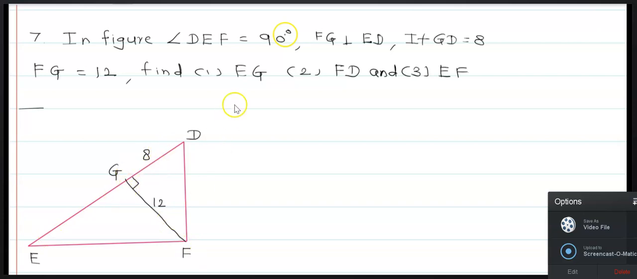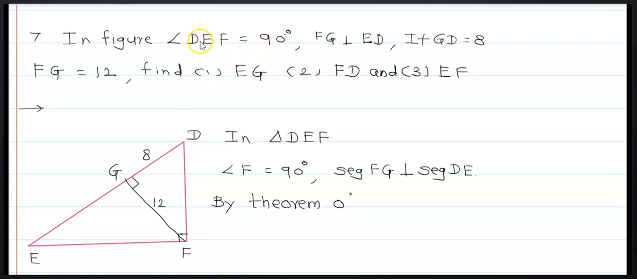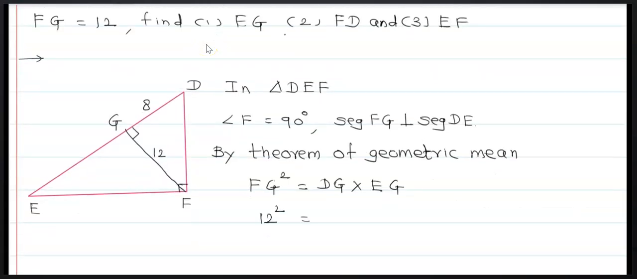Now to find out EG by using the geometric mean. This is the measure of angle 90 degrees. This is the DFE. By mistake, it is DEF, but the measure of angle, this F is 90. I want to change here. I will change on my board.